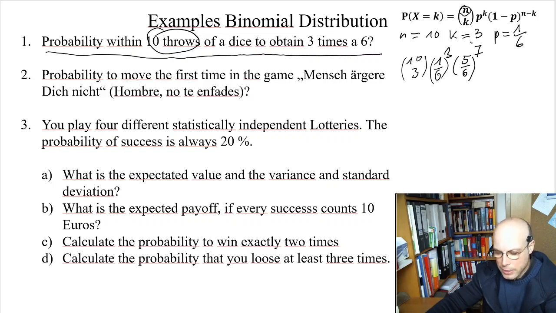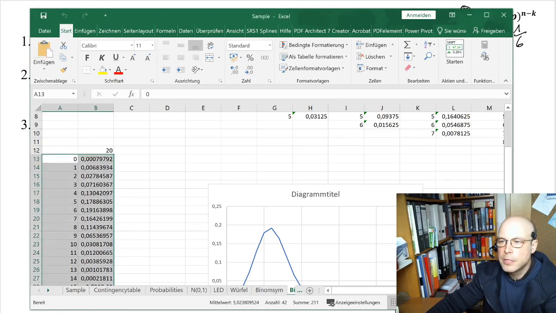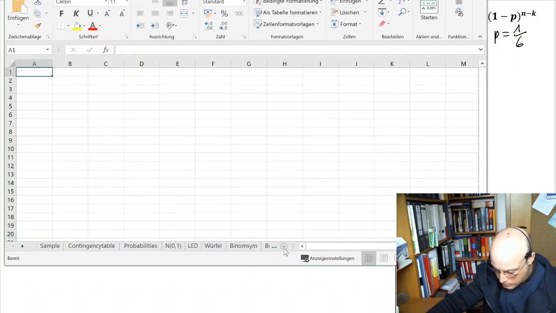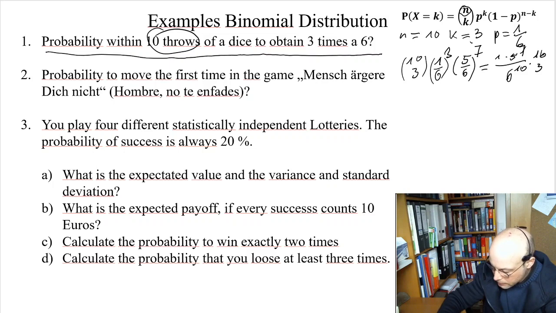And in order to calculate, we just go again to Excel. You can also, of course, put it in your calculator. Let's take this one. Then what do we need? We need, here we can also say that this is 1 times 5 to the power of 7 over 6 to the power of 10 times 10 over 3.